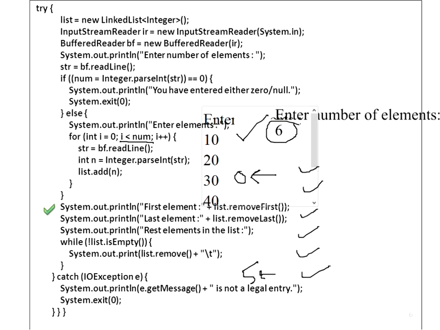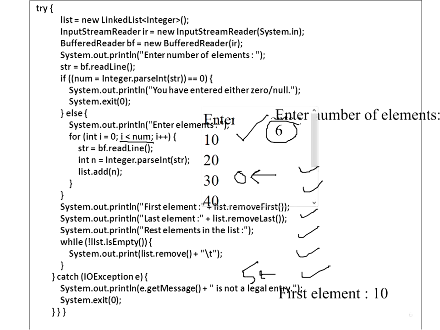System.out.println first element. So what will be printed? It will be printed first element. Okay, first element. What is first element? 10. Yes, absolutely right, 10. Okay, once this is printed, it will be removed from the list.